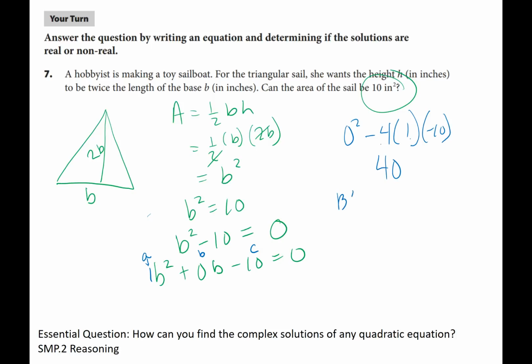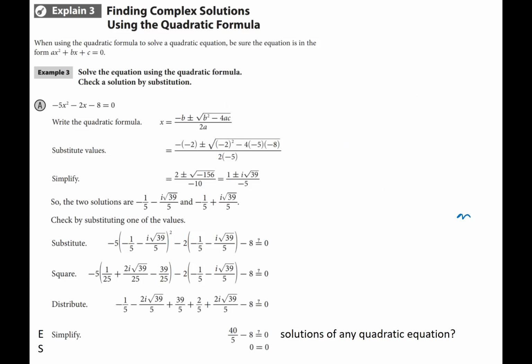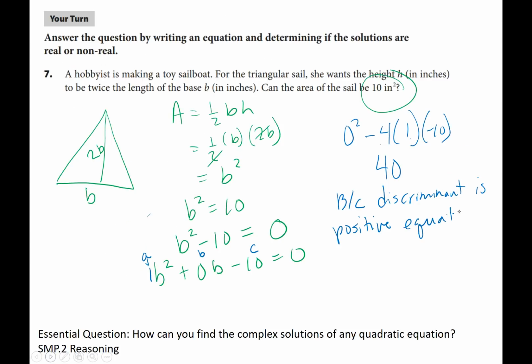So because the discriminant is positive, the equation has two real solutions and the area can be 10 inches squared. As long as you get it being a real solution somewhere, at least one, you can have whatever the area or whatever the answer is.